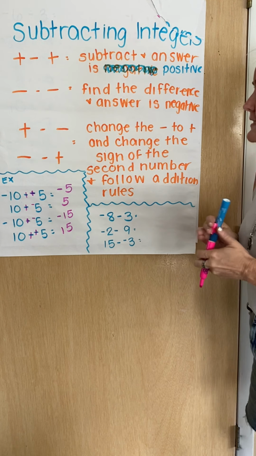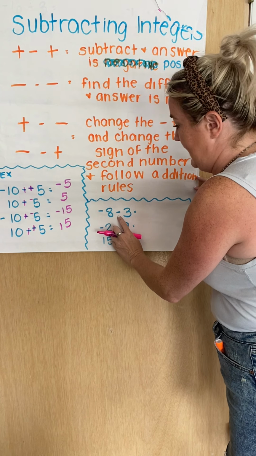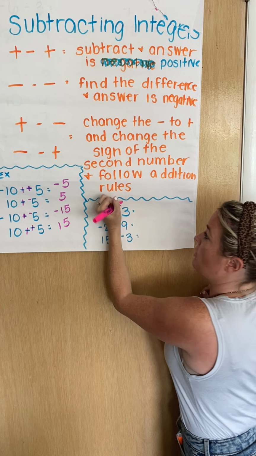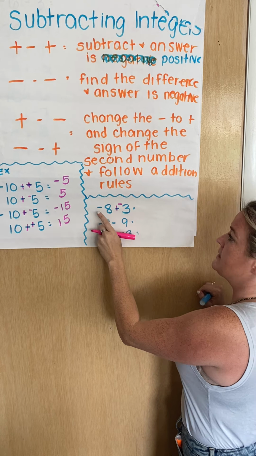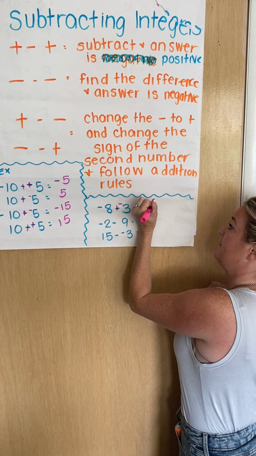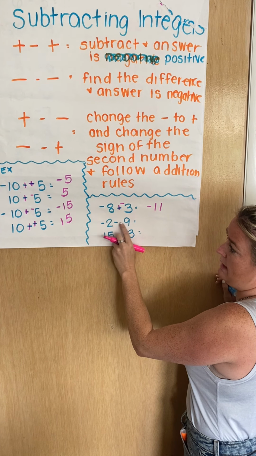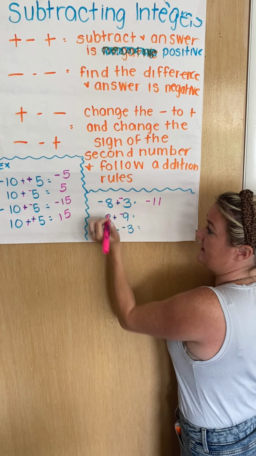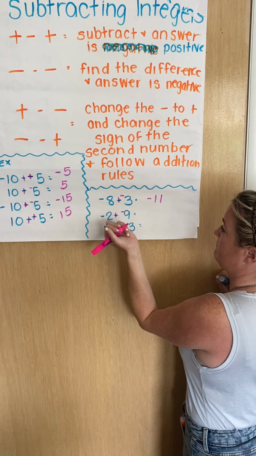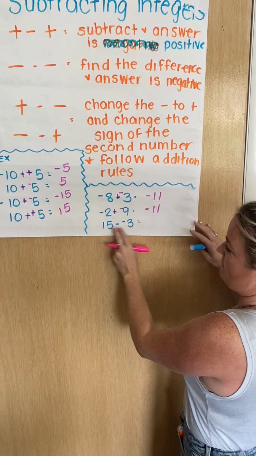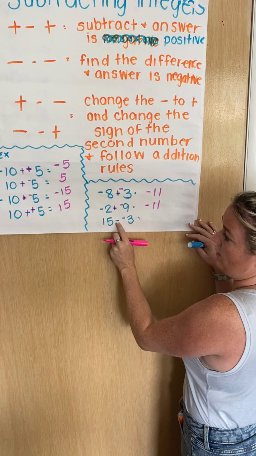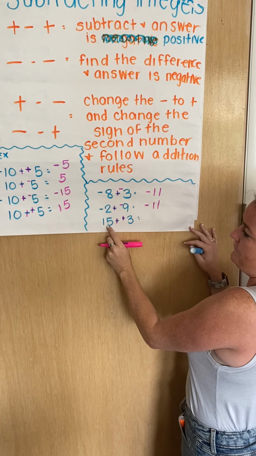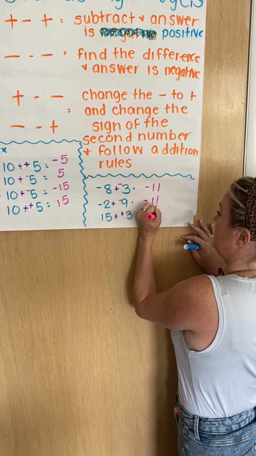I'm just going to do a few more over here because I know that the subtraction rules are sometimes tricky. If I have negative 8 minus 3, I'm going to make my subtraction sign an addition sign. This is a positive 3, so I'm going to make it a negative 3, and then I'm going to follow my addition rules. So negative 8 plus a negative 3 is going to give me negative 11. I have negative 2 minus 9, so I'm going to make my subtraction sign into an addition sign. This is positive, so I'm going to make it negative. So negative 2 plus negative 9 is going to give me another negative 11. And now my one right here, I have 15 minus negative 3. So I'm going to make my subtraction sign into an addition sign. This is a negative 3, so I'm going to make it into a positive 3. So 15 plus 3 is just going to give me 18.